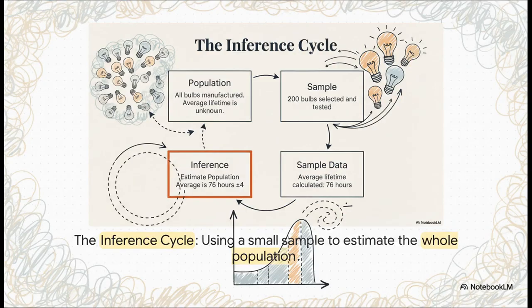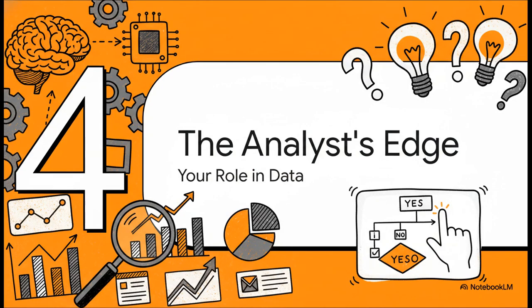So what do you do? It's brilliant, really. You use inference. You take a sample, let's say 200 bulbs. You test them, and you find that their average lifetime is 76 hours. That's your sample data. From that one number, you make an inference. You estimate that the average lifetime for all the bulbs you produce is also right around 76 hours. You've just used a tiny bit of information to understand the whole. That's a huge leap.